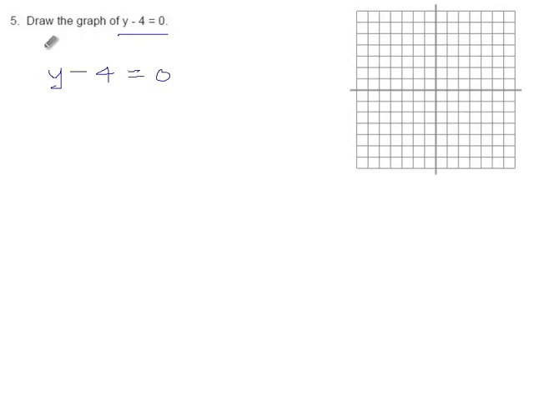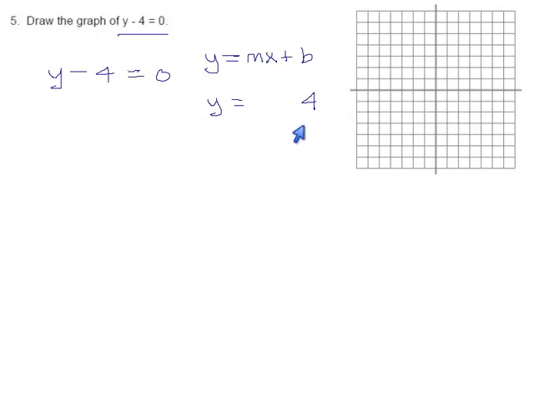Does that look like slope-intercept form? Not so much. Slope-intercept form is supposed to look like y equals mx plus b, so the y should be by itself. If we take this 4 over to the right-hand side, we get y equals 4. There's no x term, which is a little curious. And there's a couple of ways we can take that both lead to the same result.